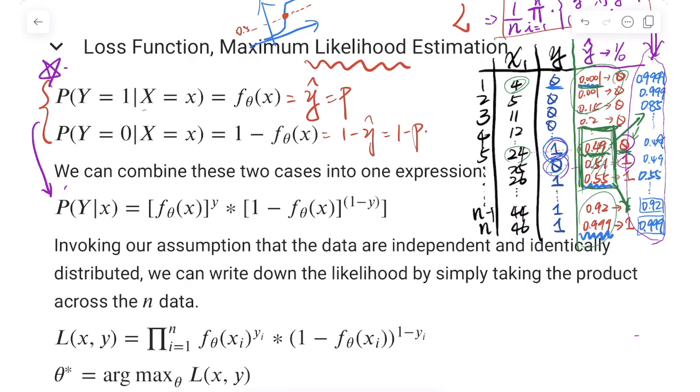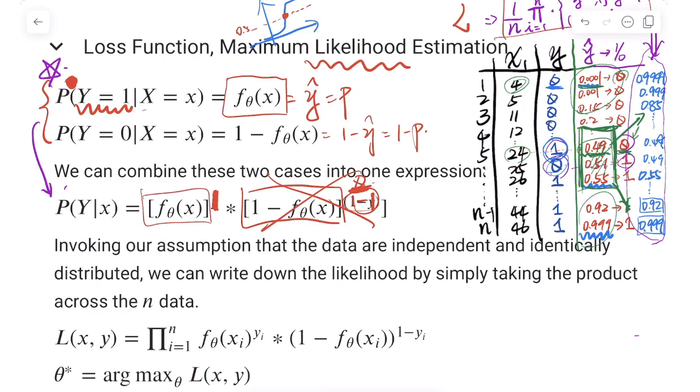Take a look at the red one. If y equals 1, the value should be a function of x, and theta is the parameter. So if y equals 1, then 1 minus 1 is 0, right? Anything powered by 0 means 1. So that is the same, right?